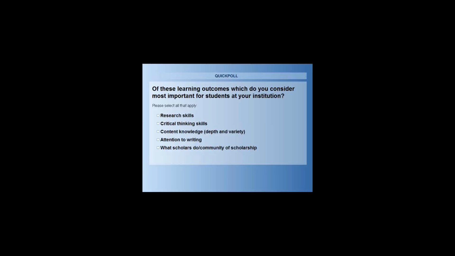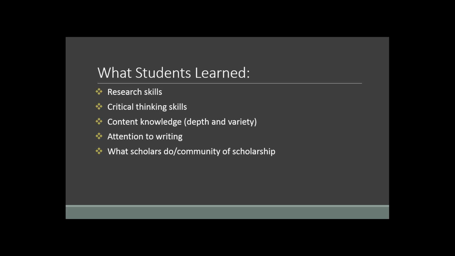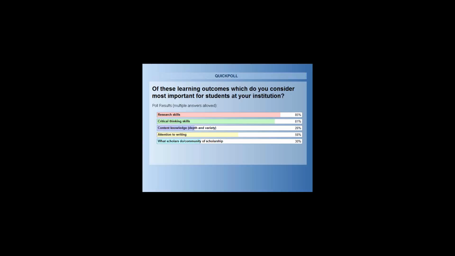Our results are coming in. Go ahead and check off the learning outcomes that you consider to be most important. Okay, let me share those results with you. Almost everyone, 85%, saying that research skills are very important to them, followed closely by critical thinking skills at 81%. Content knowledge, attention to writing, and what scholars do, that community of scholarship, also important, but it seems like the ones that are rising to the top are research skills and critical thinking skills.